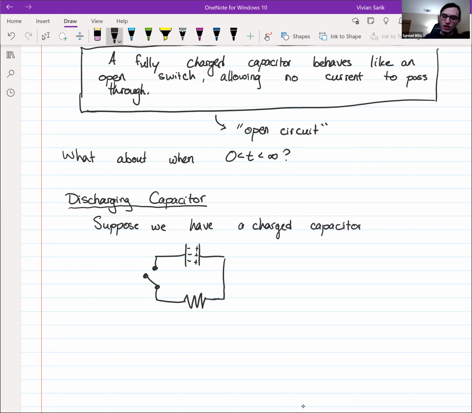So here we literally just have a capacitor and a resistor. And so you'll see that if we close the switch, the capacitor almost behaves like a battery, right? You have a potential difference, and so that potential difference causes a current to flow through the resistor.